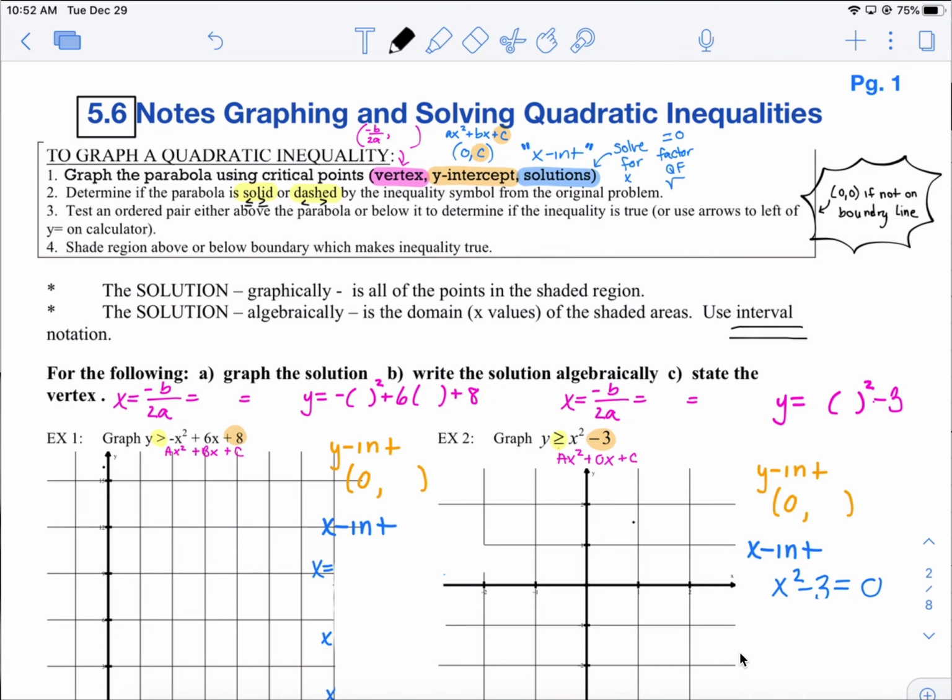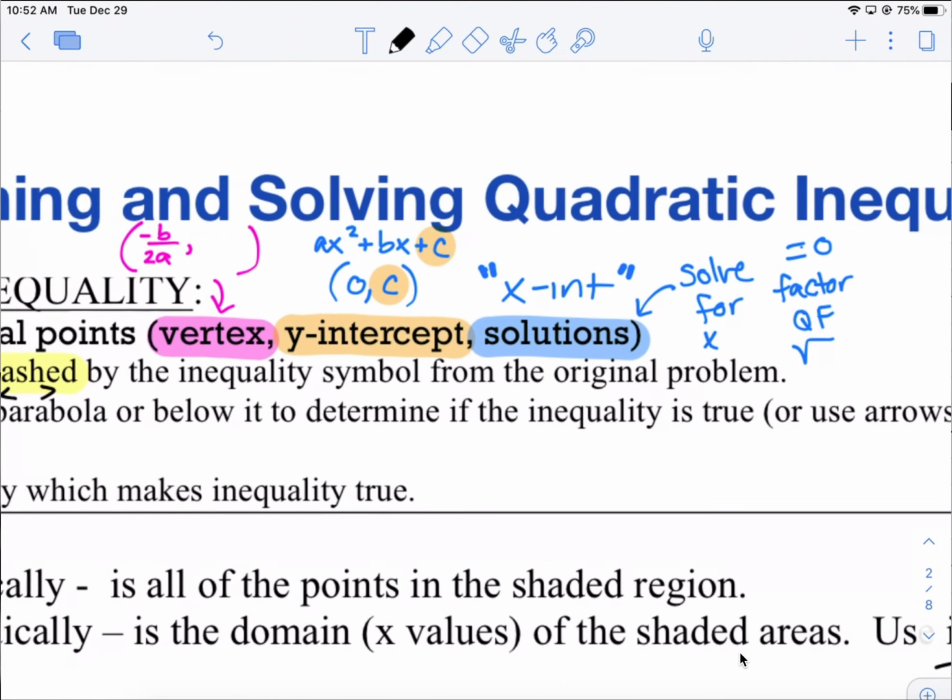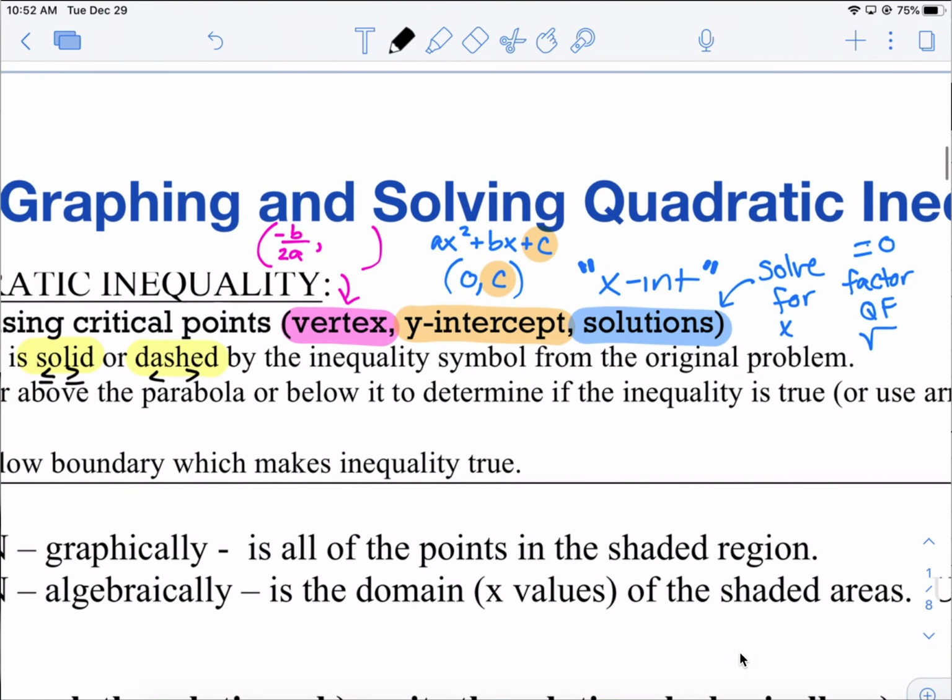All right, first thing I want to talk about is the steps on how we're going to graph our quadratics. The first thing we're going to do is graph our parabola using critical points. Let me zoom in real quick, and that gives you a chance to write down the key highlights up here. Critical points mean points that you can identify using the equation without a calculator. The first one's the vertex. We can find the vertex by first finding the x, that's negative b over 2a, and then plugging that x in to find the y.